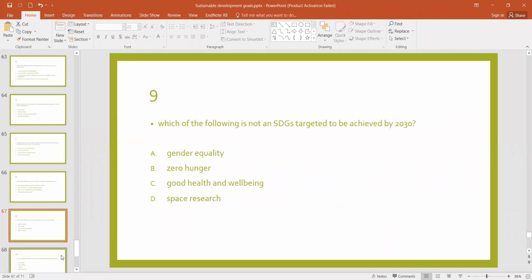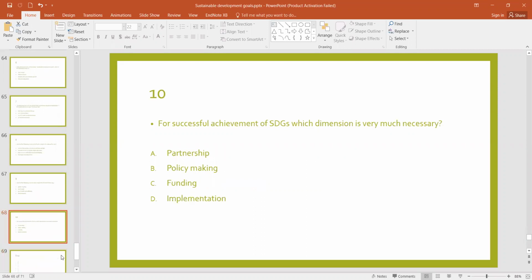Which of the following is not an SDG target to be achieved by 2030? Gender equality, zero hunger, good health and well-being, space research. D. D is the right one, space research.